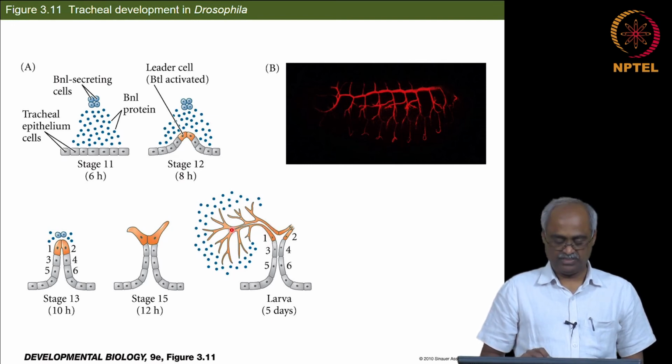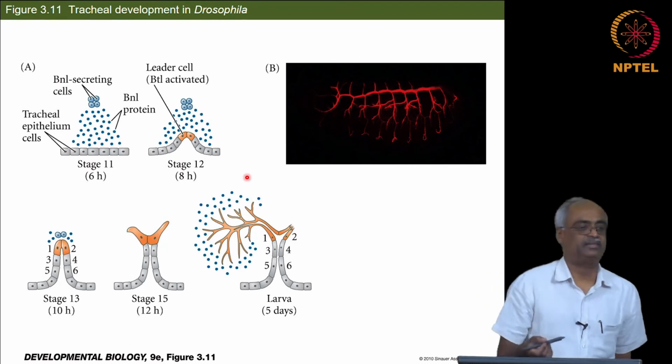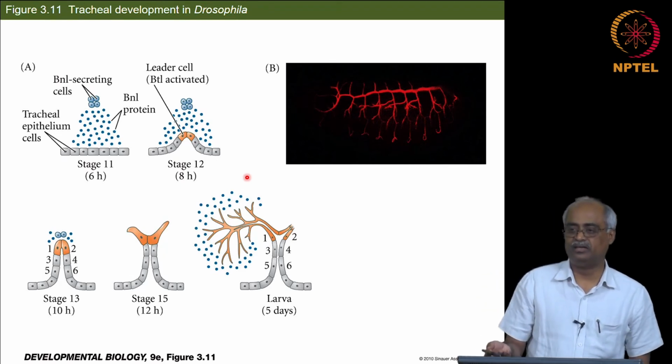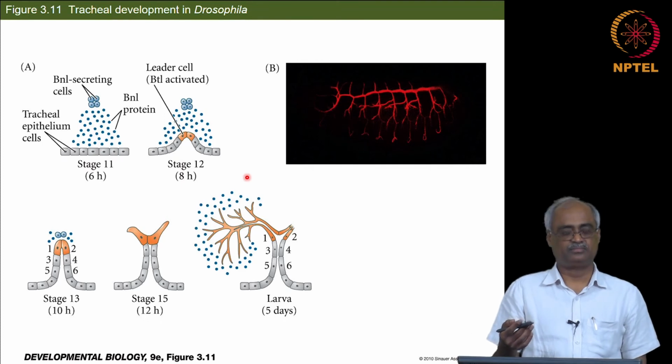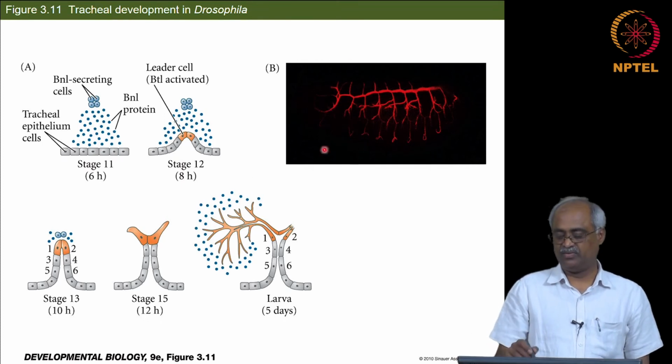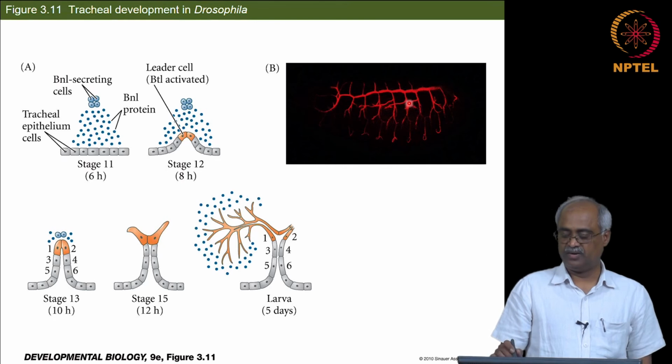So, simply cell shape change makes these branches, clear. These structures are not made by multiple cells. A single cell branches like this by reorganizing its actin cytoskeleton and the external cadherin adhesion. So, this is a view of the actual tracheal system of the Drosophila.